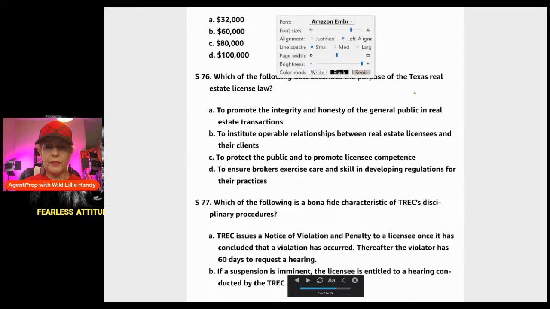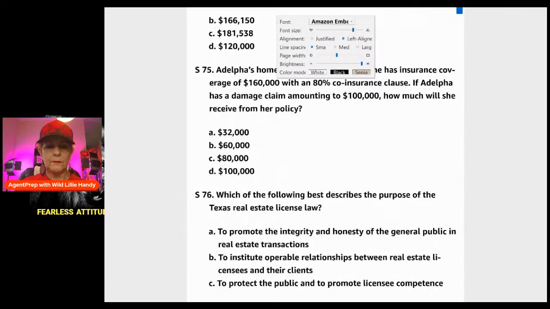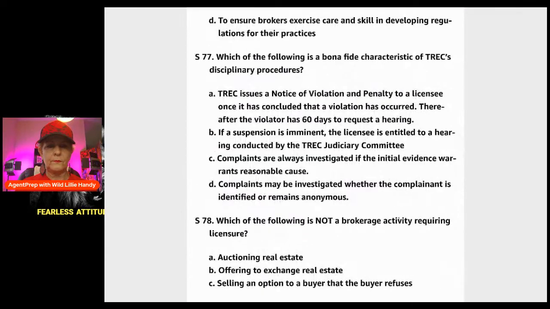Okay, number 77. Which of the following is a bona fide characteristic of TREC, Texas Real Estate Commission disciplinary procedures? Okay, disciplinary procedures, a bona fide characteristic.